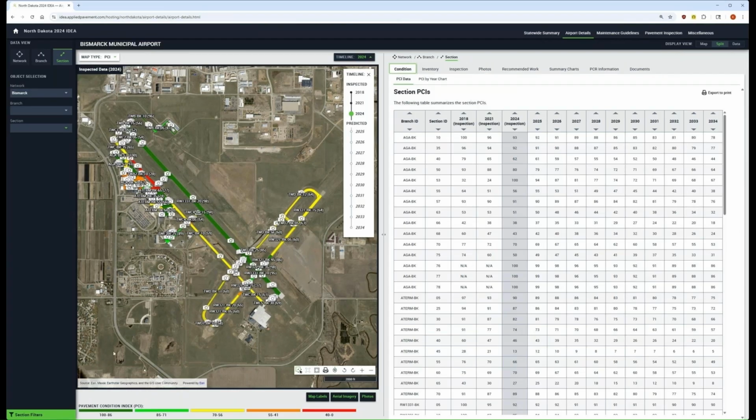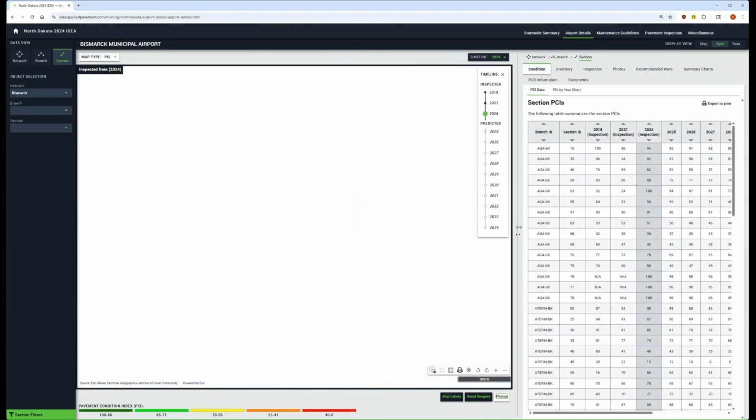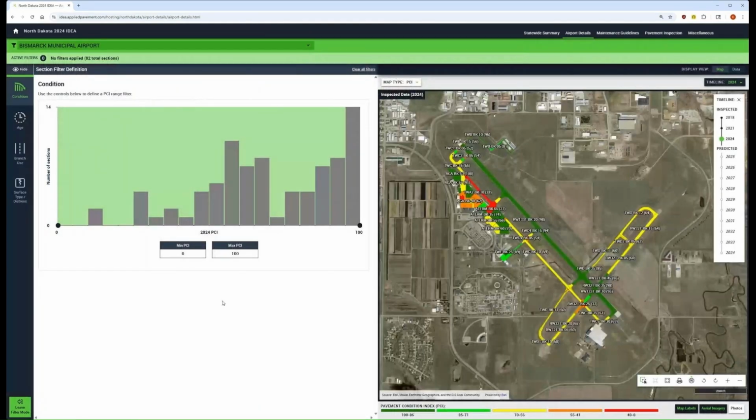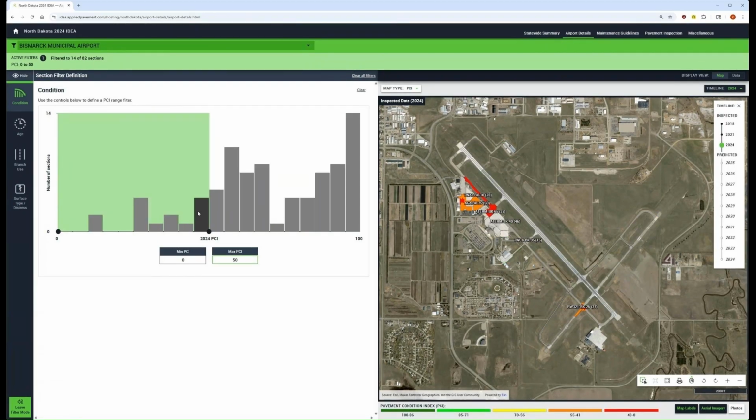The last thing I would say at the section level is there is a section filtering tool. I'm going to turn off the photographs now. With the section filter tool, when you select it, it allows you to start filtering out various things either by condition, age, use, surface type, and distress. If you wanted to see, for example, all the pavements that had a PCI of 50 or less, you can type 50 in the box or drag it to 50, and it immediately interacts with the map showing those pavements that have a PCI less than 50.